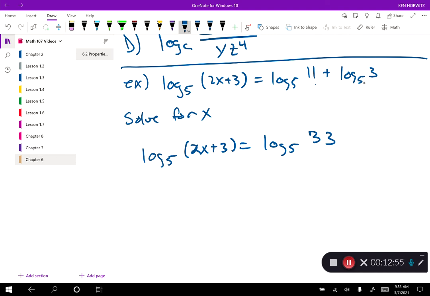Now we have a property called the one-to-one property. Basically what it's saying is, if I'm applying an operation on the left and I'm applying an operation on the right and they're equal, then my variables must be equal.